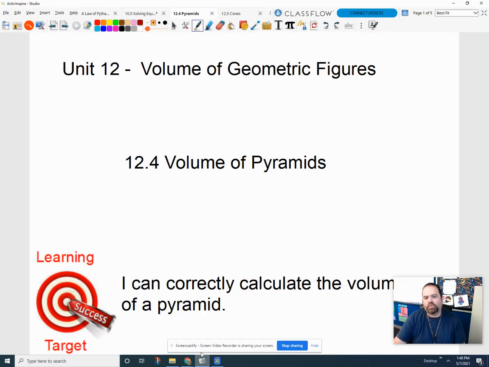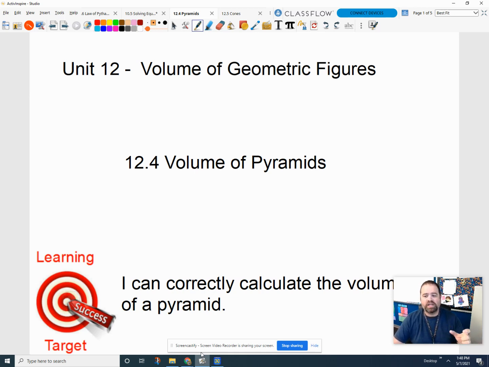So the next set of shapes we're going to look at, I call them pointy things, because honestly, that's really what they are. The shapes that you could think of that kind of come to a peak or a point at the top, that's what we're looking at. A lot of this stuff is going to carry over from the prisms.